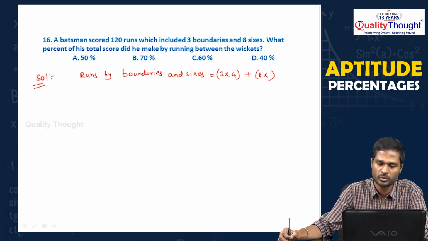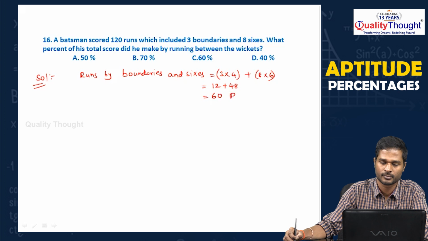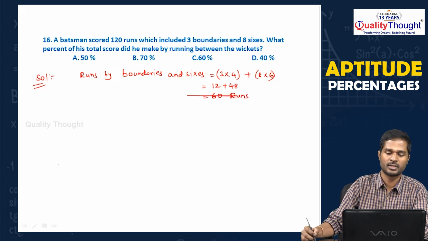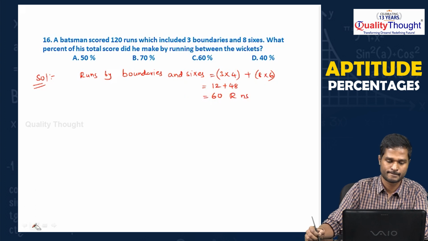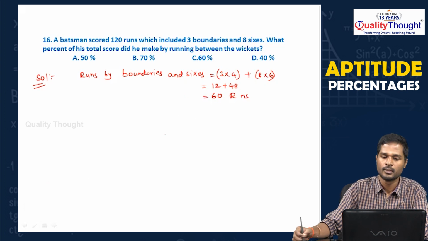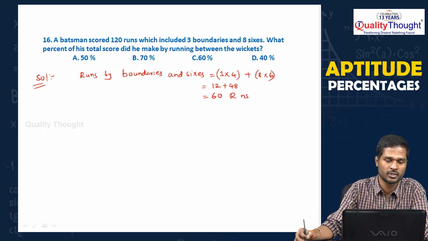So he scored 3 boundaries and 8 sixes, which is 3 fours are 12, 8 sixes are 48, which is 60 runs. So by using boundaries and sixes, he scored 60 runs. Now total score is 120.